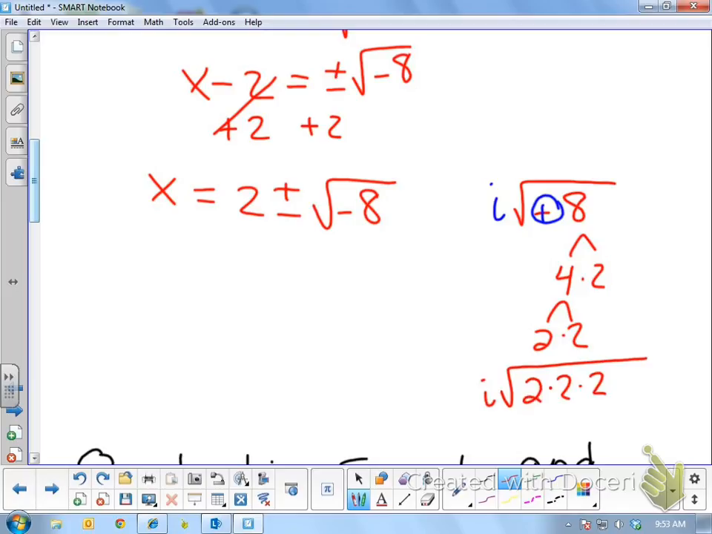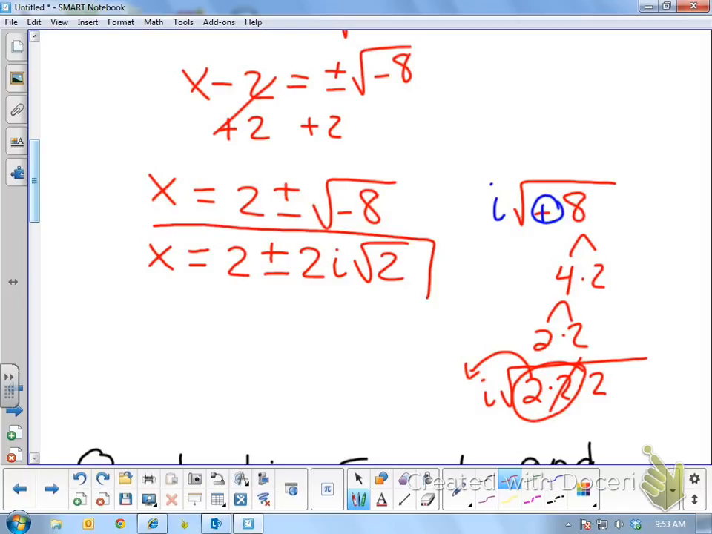We're looking for what size of groups? 2. So we bring 1 out front. We leave 1 inside. So then our final answer would be 2i square root 2. So we get 2 plus or minus 2i square root 2. This is our final answer after we have simplified completely.